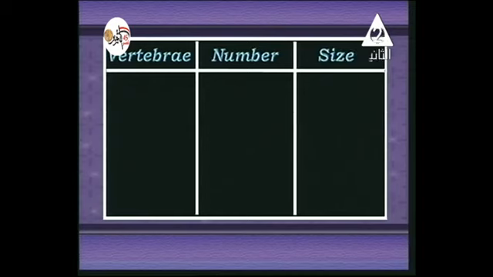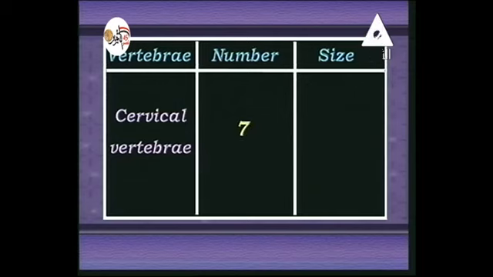We have a table here to show you the vertebra, the number of vertebrae, and the size. I'm starting with the number. What is the number of each vertebra? Well, we have 4 different types. Cervical vertebrae, they are 7, and they are moderate in size. They are not very big or very small, but medium in size.